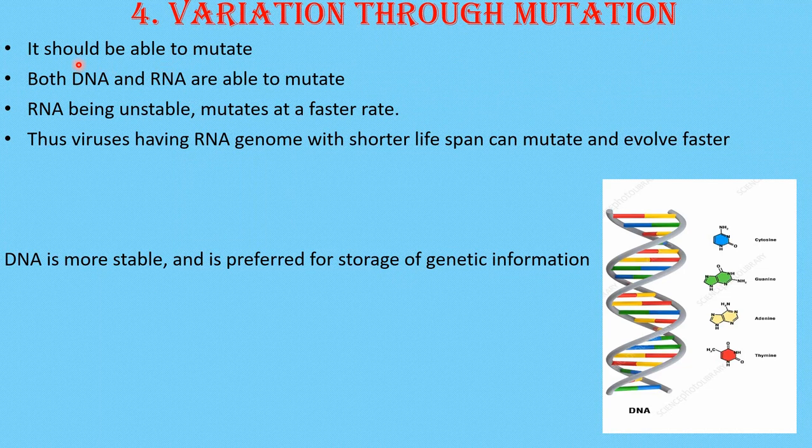So both the RNA and DNA are able to mutate. They can change, and mutation also leads to variation. New variation occurs. If it is a beneficial variation, evolution will occur. If it is a harmful variation, it results in lethality or death of the organism also.